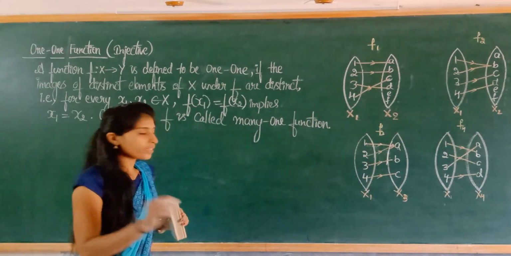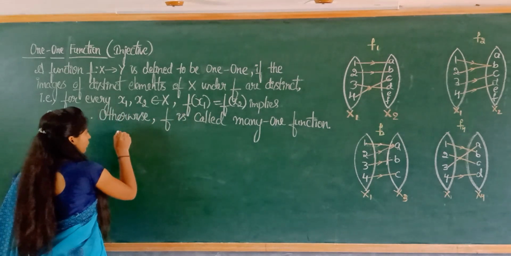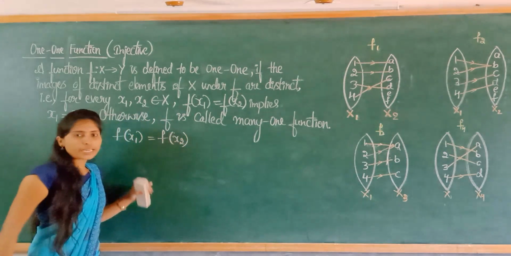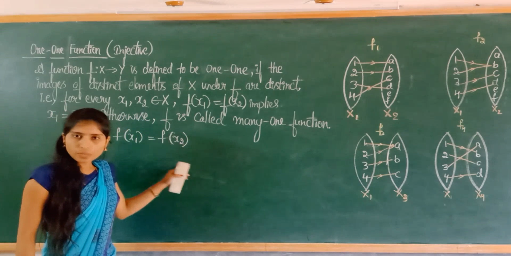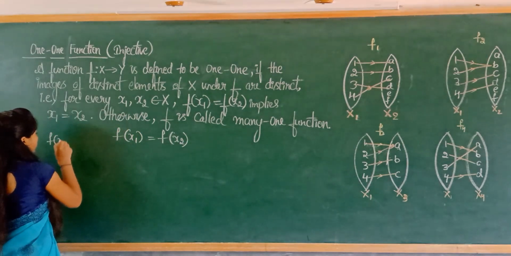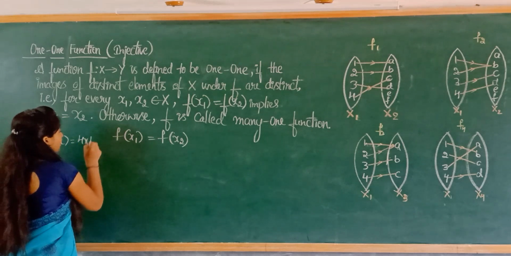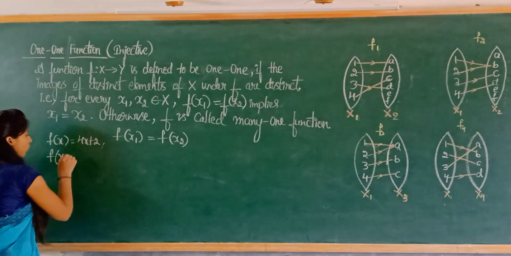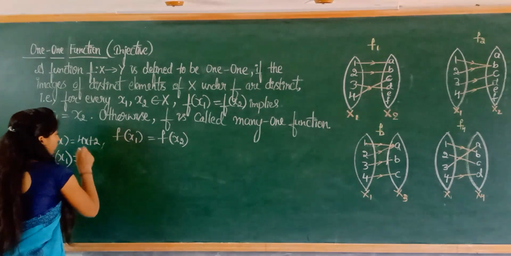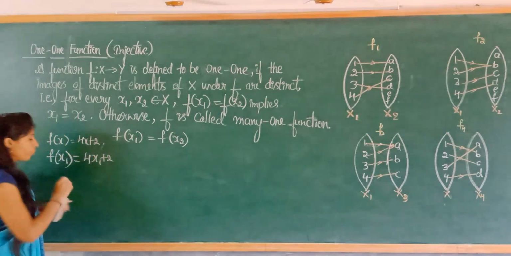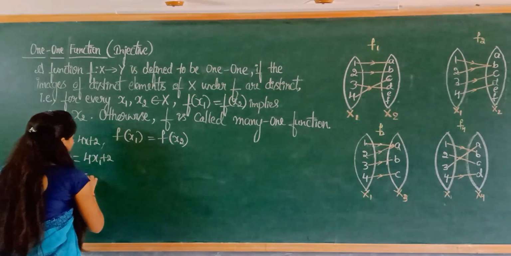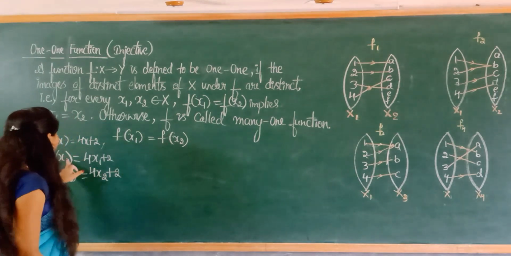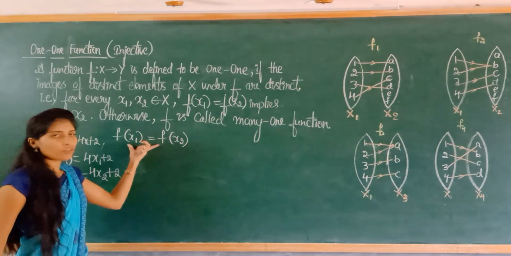I will give you an example for a one-one function. The condition I told you is f of x1 equal to f of x2, and in result we have to get x1 equal to x2. For example, I will take f of x is equal to 4x plus 2. Now what we have to do: in place of x, I am putting x1, so f of x1 is 4x1 plus 2. For f of x2, you will get 4x2 plus 2. Now substitute f of x1 and f of x2.